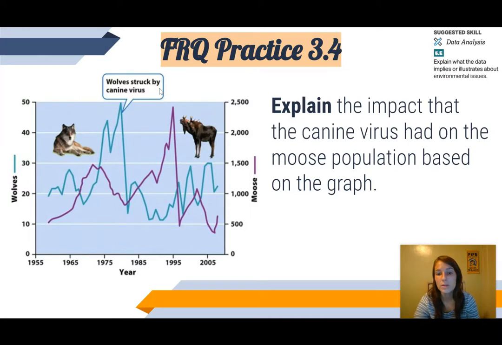So what I want you to do is to explain the impact that the canine virus had on the moose population based on the data that you get in this graph here. So that will be your FRQ practice for 3.4.